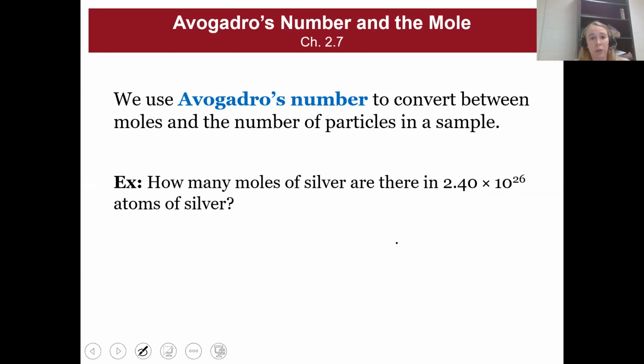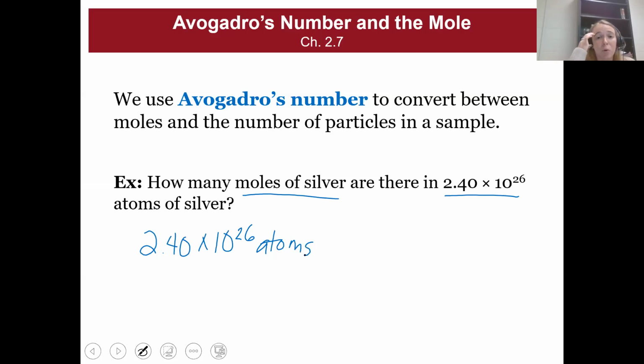All right, so we use Avogadro's number to convert between moles and the number of particles in a sample. So if we want to know how many moles of silver are in 2.40 times 10 to the 26 atoms of silver, we just use Avogadro's number. So I'm going to start with 2.40 times 10 to the 26 atoms. And I want to convert to moles. So I want to have moles on top, and I want to have atoms on the bottom.